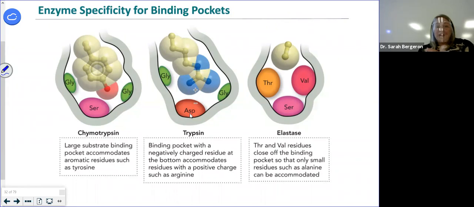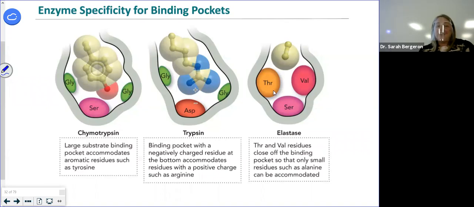Trypsin, on the other hand, has, what is ASP? Aspartic acid. Aspartic acid is what? Negative. So it's going to want to interact with positive. So it's going to cleave proteins that have positive residues, for example, arginine.